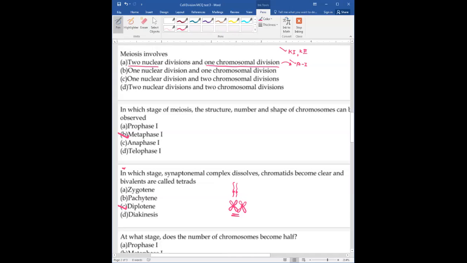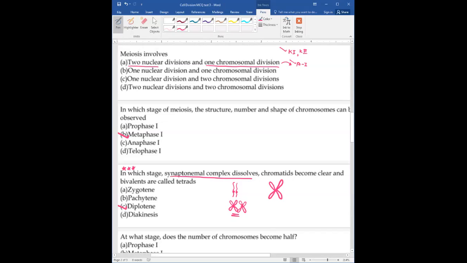Once again, guys, this is very, very important. You will always be tempted to say pachytene, because in pachytene these things become really thick. But no, guys, the answer is diplotene. What are they saying? The synaptonemal complex is going to dissolve and chromatids become very clear. Now, why does it happen that way? The first thing is dissolution. Tetrads, we are anyway going to call them tetrads or bivalents after crossing over. That is fine. But the dissolution of the synaptonemal complex is going to happen in your diplotene.